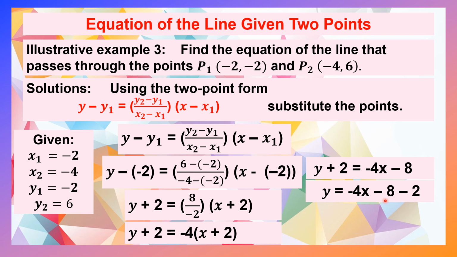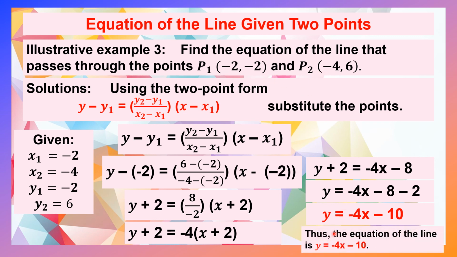Simplify, negative 8 minus 2 is equal to negative 10. Then, just copy y equals negative 4x. So, it is now written in slope-intercept form, y equals mx plus b. Thus, the equation of the line passing through the points is y equals negative 4x minus 10.